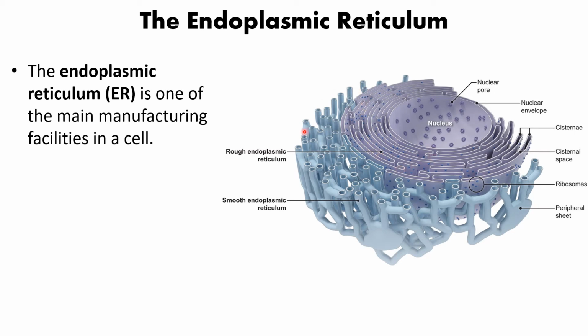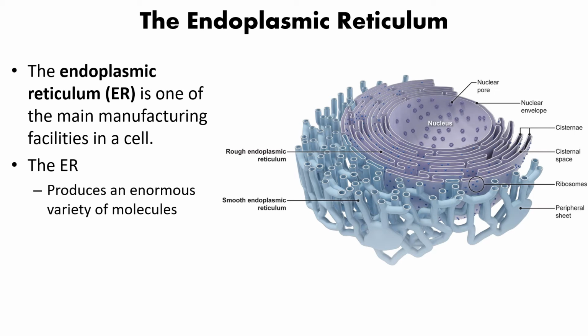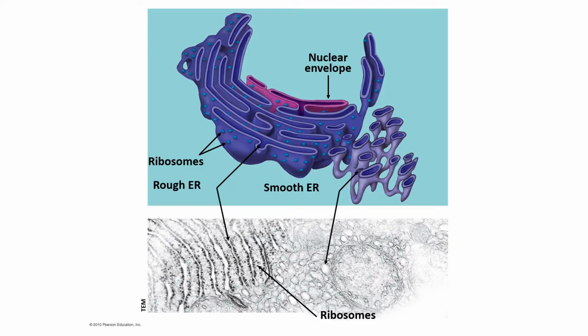We then have the second endoplasmic reticulum area, but this one is going to be called the smooth endoplasmic reticulum because it lacks those ribosomes on the surface. Okay? The ER is going to produce an enormous variety of different molecules, and again, it is going to be composed of two parts, the rough and the smooth.